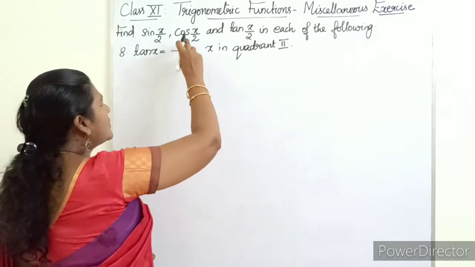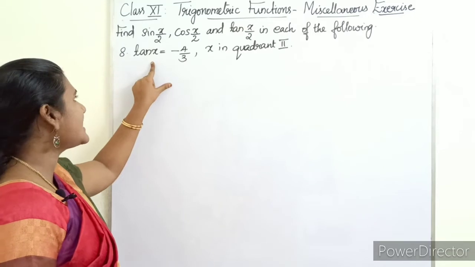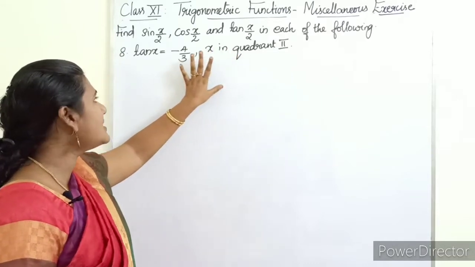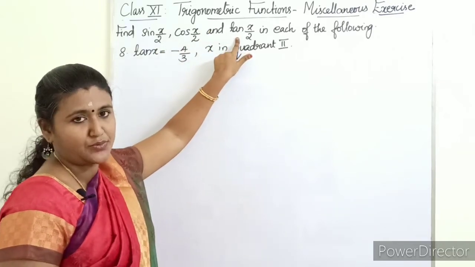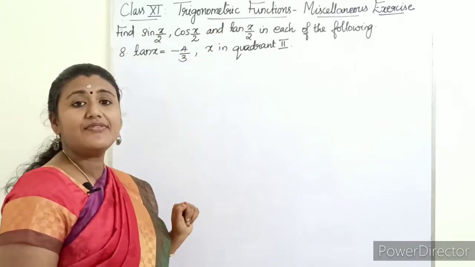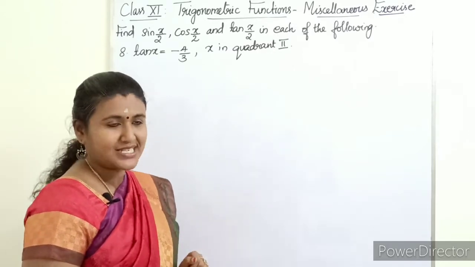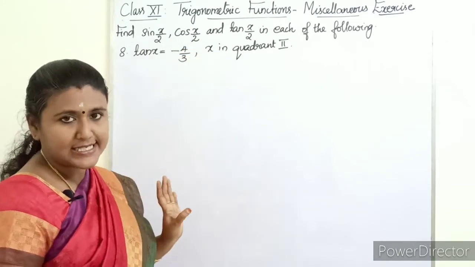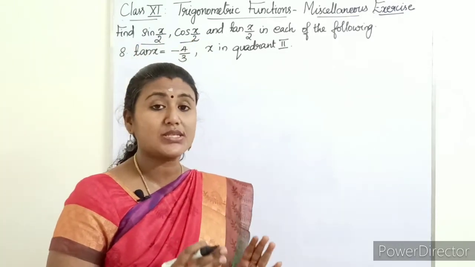Find sin x by 2, cos x by 2, tan x by 2 in each of the following. The first question: tan x is equal to minus 4 by 3 and x is in quadrant 2. Okay, so this information is given. We have to find sin x by 2, cos x by 2 and tan x by 2. If we are able to find sin x by 2 and cos x by 2, then we can easily find tan x by 2, because you know the formula tan x is equal to sin x by cos x. So if you divide the sin x by 2 and cos x by 2 values, we will get tan x by 2. So how to find these two first? How to find sin x by 2 and cos x by 2?